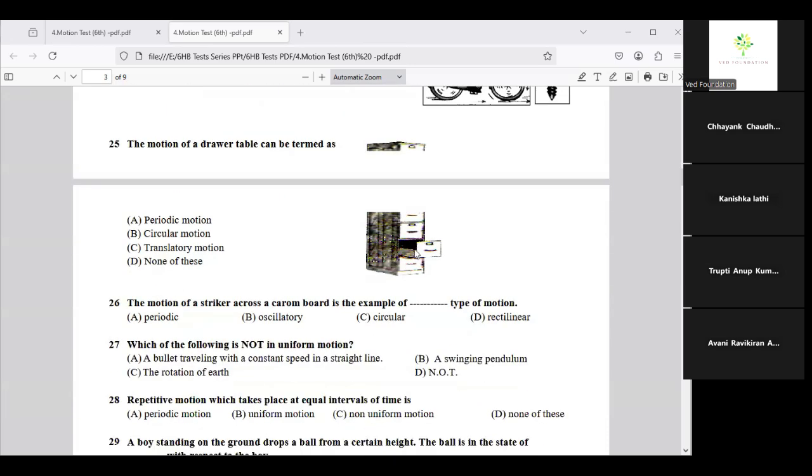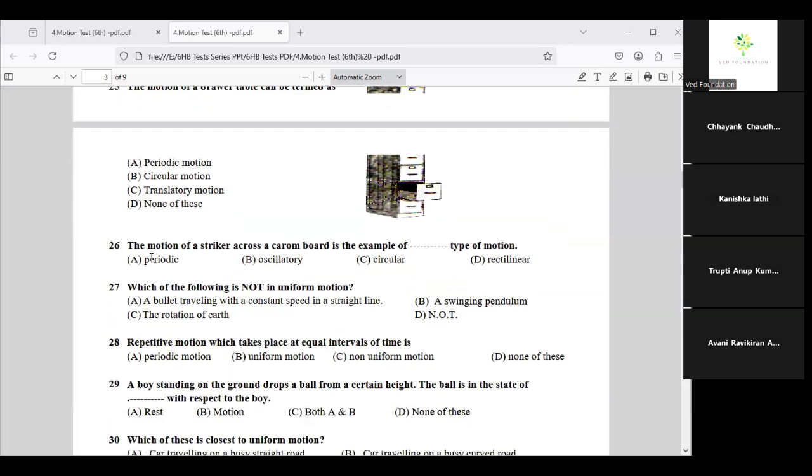25. Observe the given picture. Motion of drawer is shown here. The motion of a drawer table can be termed as, is it periodic motion, circular motion, translatory motion, or none of these? So the motion of the drawer is linear motion, and linear motion is a type of translatory motion. So the correct answer is option C.